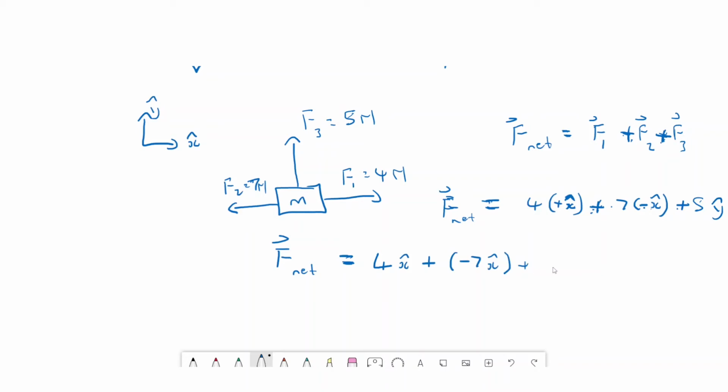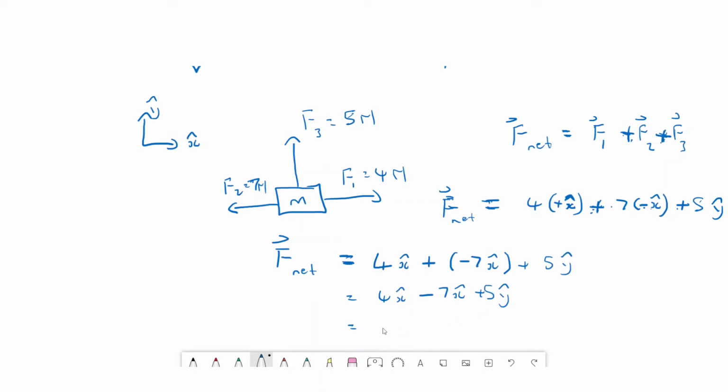All right, and then this is plus 5y. All right, now this is 4x minus 7 in the x direction plus 5 in the y direction. I forgot 5.